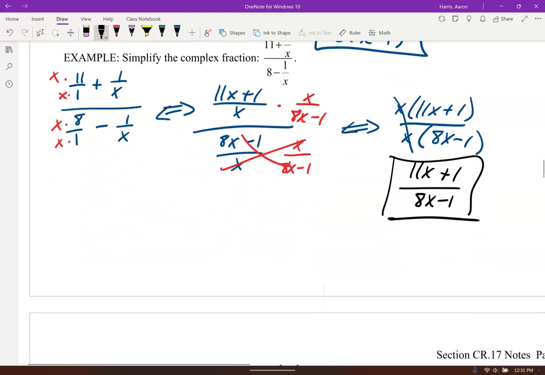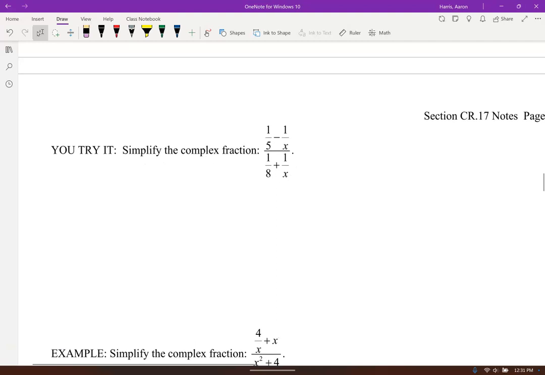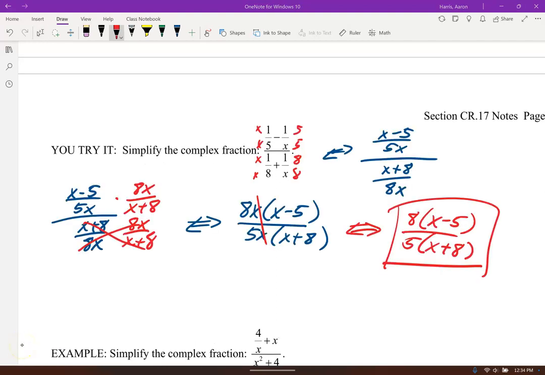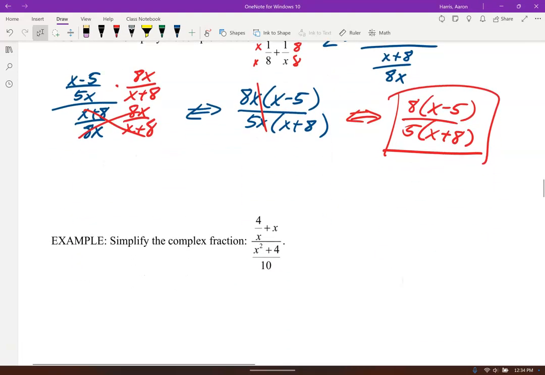Why don't you guys try this one similarly? Get a common denominator, work that through right there. Alright, check your work on that one, and let's move on to some more. You can pause this if you need to. Let's move on here.